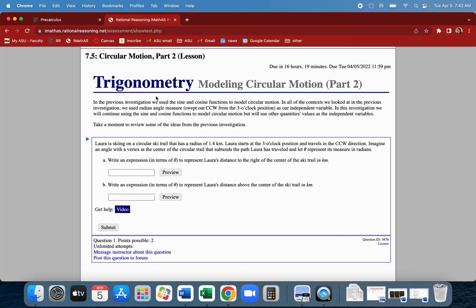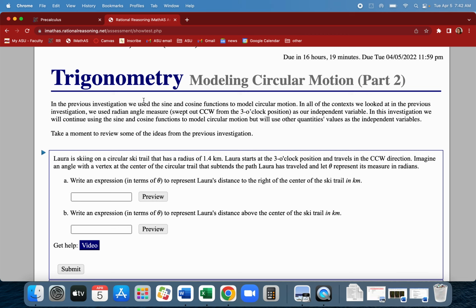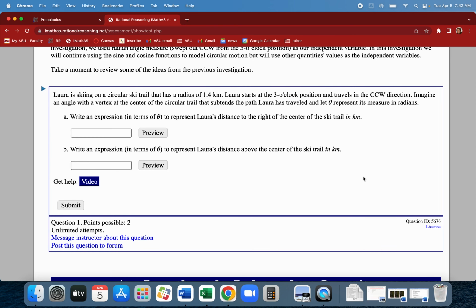All right, and I think that's kind of what this first paragraph here actually says. Let me make this a little bigger. In the previous investigation, we used sine and cosine to model circular motion. We looked at radian angle measure starting from the 3 o'clock position, and we're going to continue to do that, but take a look at this first question here, and yours should probably be similar. I think that in the lessons there's very little that varies from one person to the next.